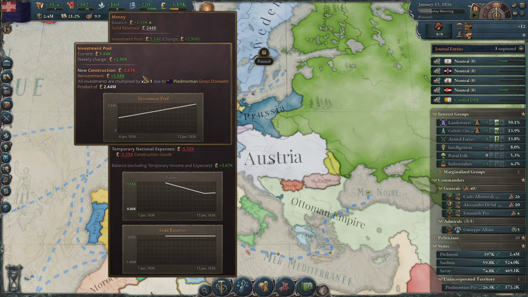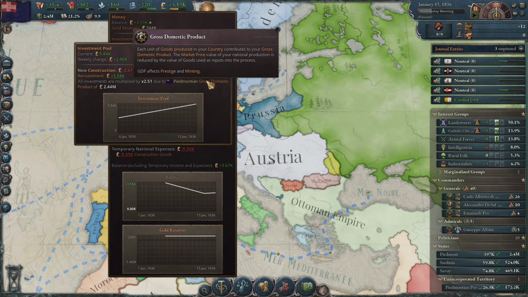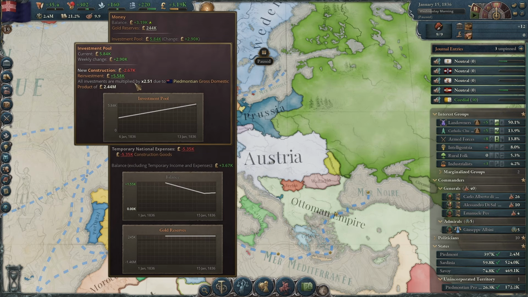Investment pool is also modified currently by the size of your GDP, so the larger your economy gets, the less efficient investment pool becomes. This is why in the mid to late game it can be useful to move away from an investment pool strategy and toward communism or socialism. Growing your economy is always good. You just happen to grow it a little more efficiently when it's small.